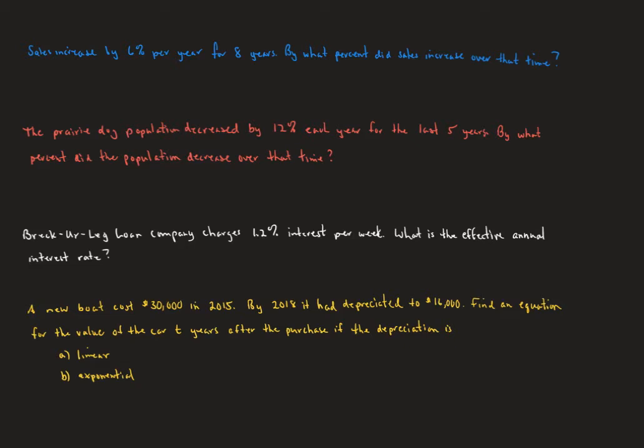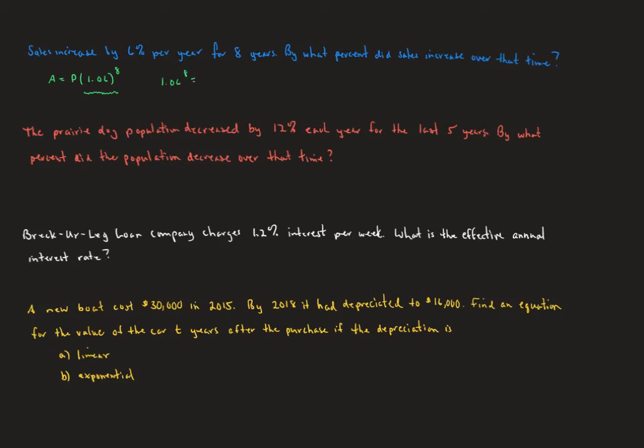So the increase by 6%, so our A is going to be the initial amount of sales, times 1.06, there's our 1 plus r, for 8 years is to the 8th power. And we want to know what did that increase by over that 8 years. So we want to know what is that value right there, 1.06 to the 8, and then we're going to set that equal to 1 plus r.